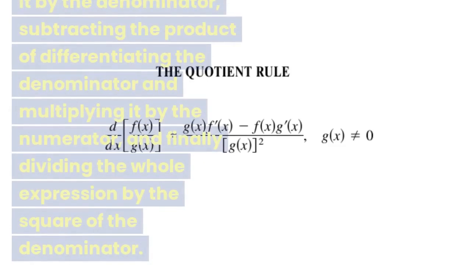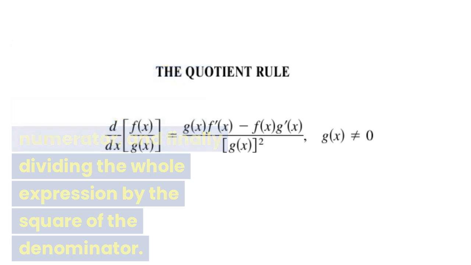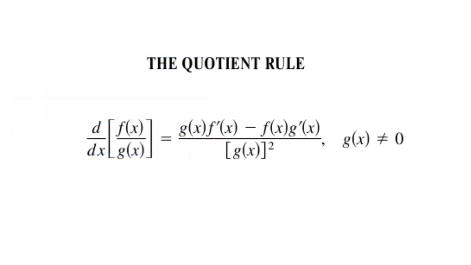Quotient rule: the derivative of the quotient of two functions is obtained by differentiating the numerator, multiplying it by the denominator, subtracting the product of differentiating the denominator and multiplying it by the numerator, and finally dividing the whole expression by the square of the denominator.